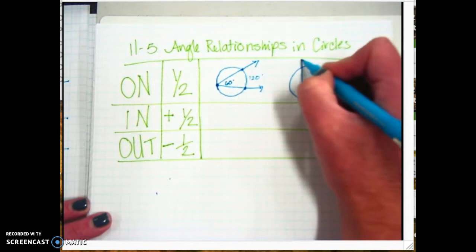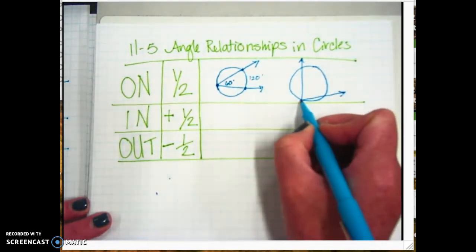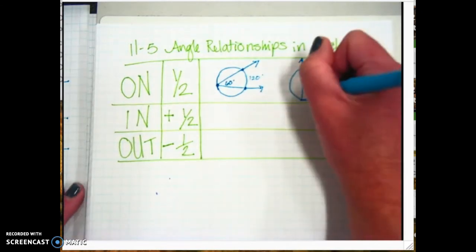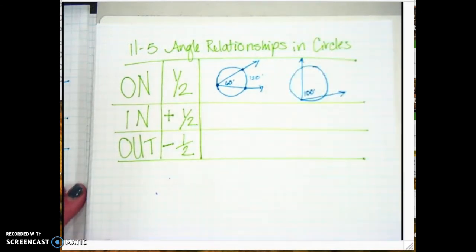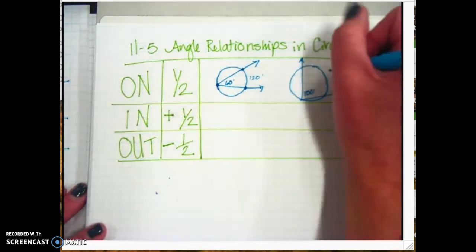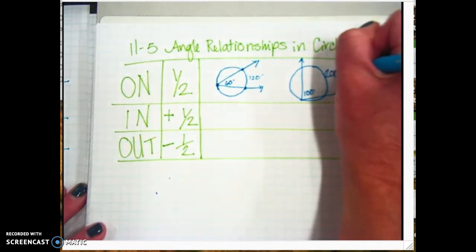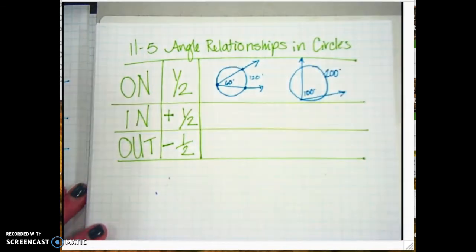If you have an angle with its vertex on the circle, and they give you the measure of the angle and you want the measure of the arc, you simply multiply by 2. So if this angle right here is 100 degrees, then the arc is going to be 200 degrees. Those we saw on Friday, and you guys all seemed to get them pretty well. You'll see some more of them today.